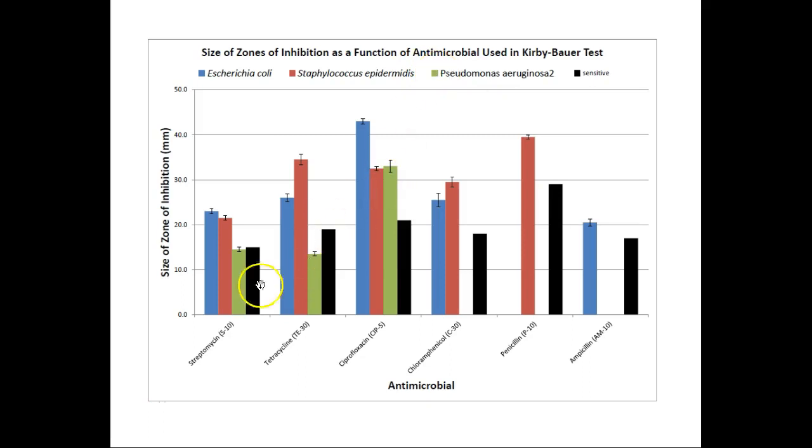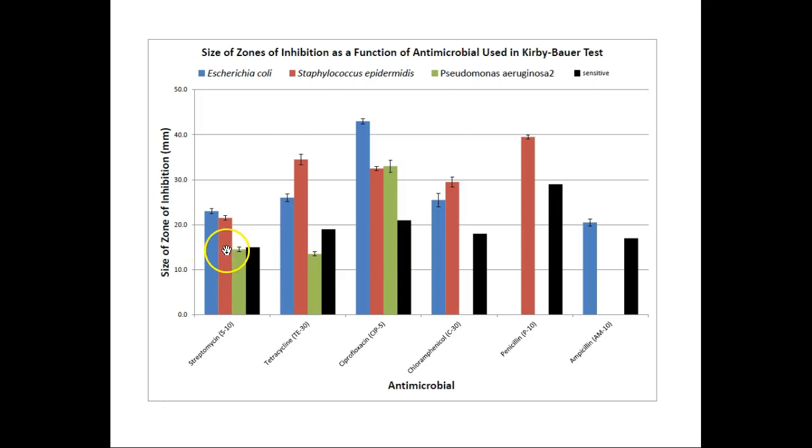So notice that there's only 3 green bars on here, because there are only 3 discs that actually had measurable zones of inhibition. Okay? They were for streptomycin, tetracycline, and Cipro. The black bars represent what they have to be in order to be sensitive, right? So this one falls just short for streptomycin, for our Pseudomonas. But both E. coli and staph are above the black bar. So they're both sensitive, right?